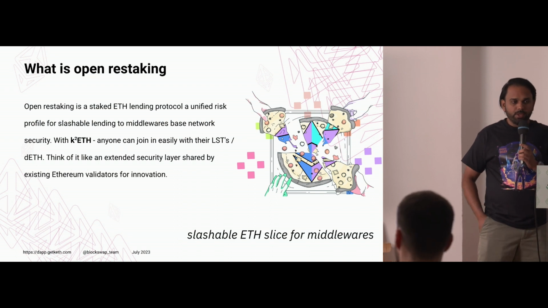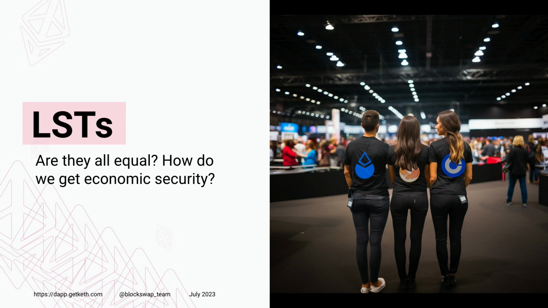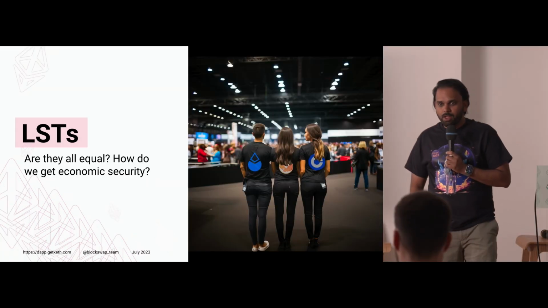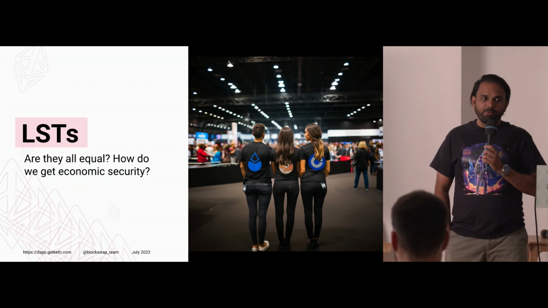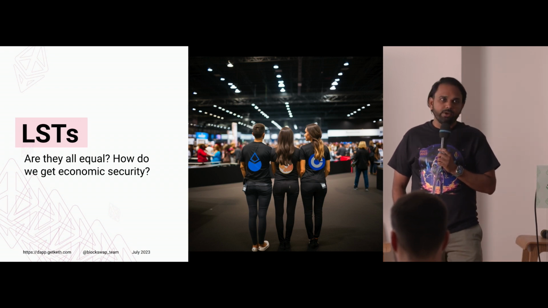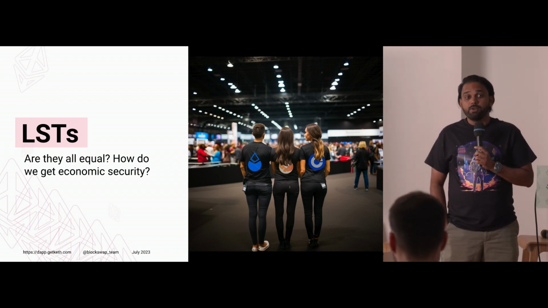How do we do that? We're going to jump into it, right? So it's called S-lending, slashable ETH slice. So LSTs all look very good, great, but they come in very different profiles. You have Lido stETH, Coinbase, and God knows a lot of other things are coming. So it's all good, but they have different risk profiles.